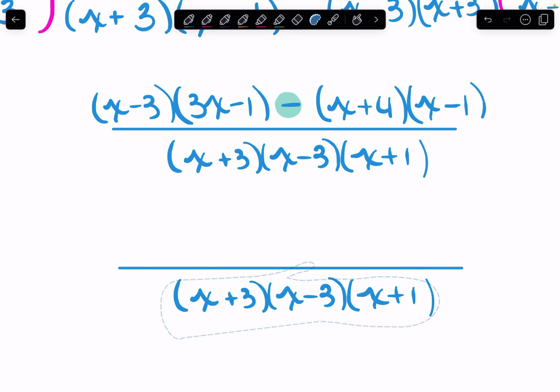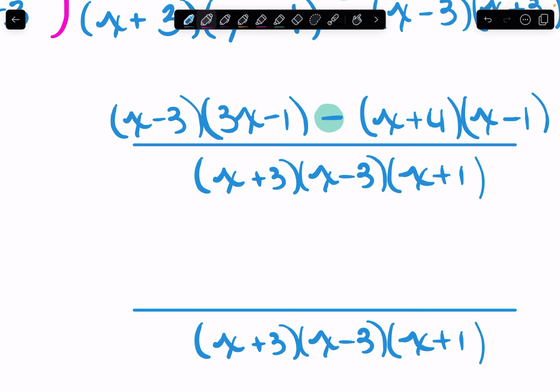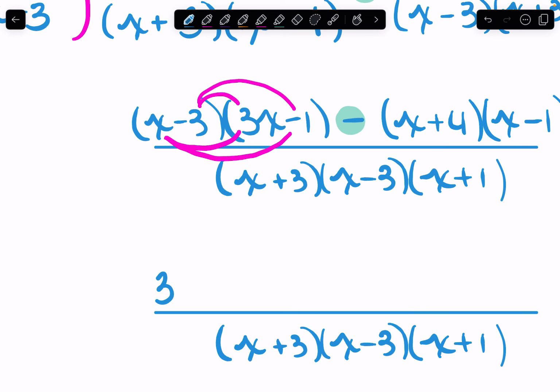Copy, paste. FOIL the first two. So first, outside, inside, last. First, outside, inside, last. So 3x times x, 3x squared. Then we have a negative x. We have a negative 9x and a negative times negative, positive 3.